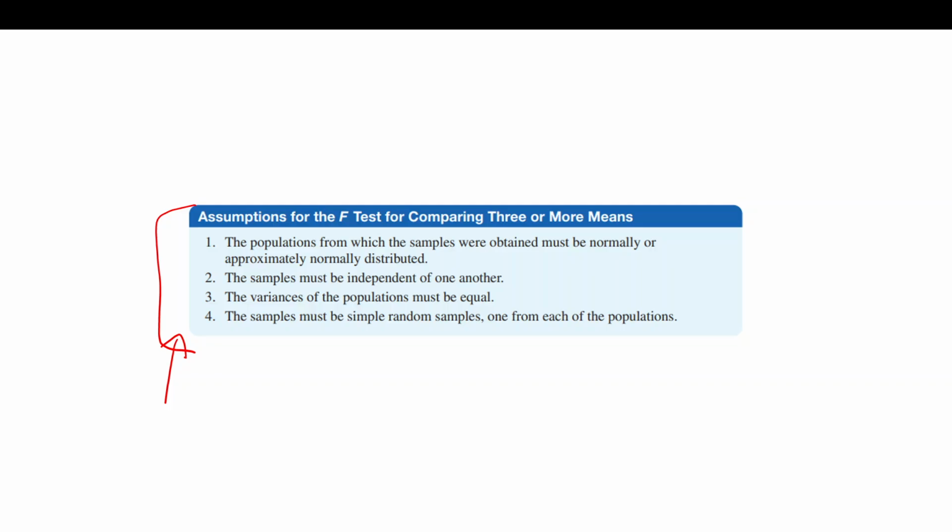We do assume the normal distribution from the sampling. Central limit theorem applies there as well because we're looking at means. Samples must be independent of each other, meaning that you can't have like the same dog in the Goldens and the Chihuahuas. The variance of the population must be equal. This one is a little funky to understand.